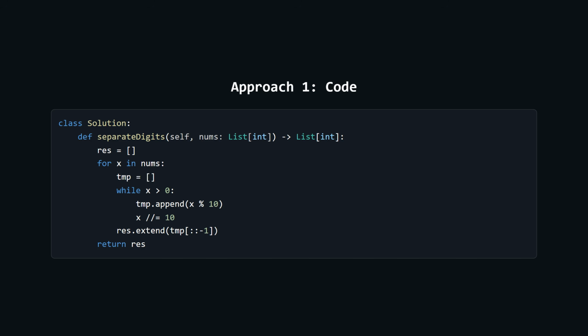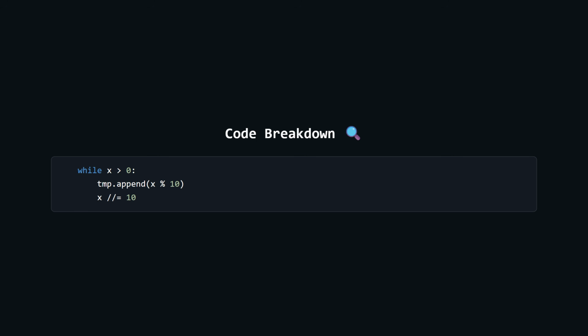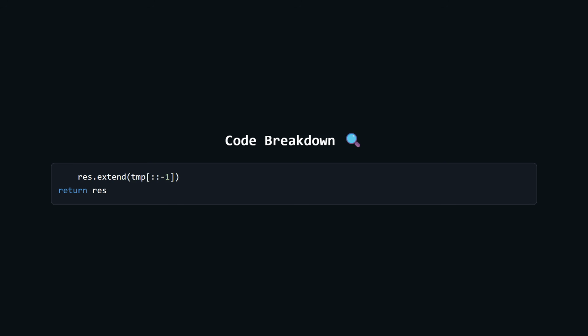Here is what the complete Python code looks like for this simulation approach. Let's break it down piece by piece. First, we set up an empty list called res, short for result, where we will put all our final digits. Then, we start looping through every single number in our starting list. For each number, we make a fresh empty list called temp. While our current number still has digits left, we grab the last one using modulo 10, add it to temp, and then chop that digit off by dividing by 10. After a number is completely broken down, we reverse our temp list using slicing and extend our main result list with it. Finally, we return the result.